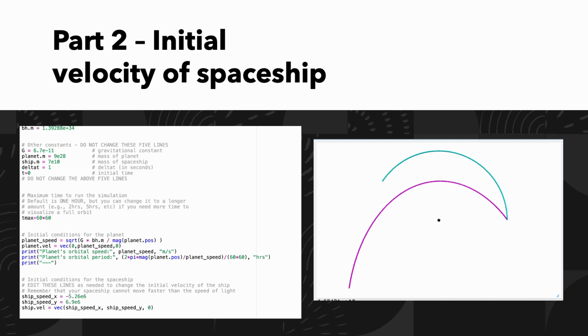This is part 2 of my code. So the mass of the black hole as calculated was 1.39 e34, and then the constants, which are the same as in part 1, and I calculated and approximated the x and y components of the initial velocity of the spaceship, and as you see on the right is the result when I ran my code.